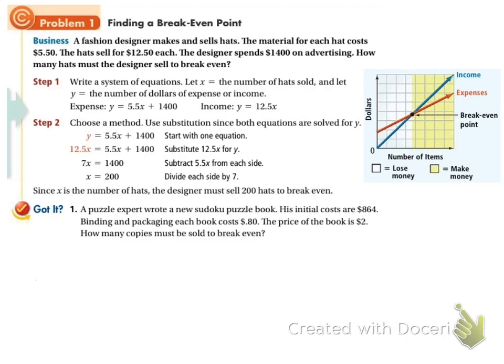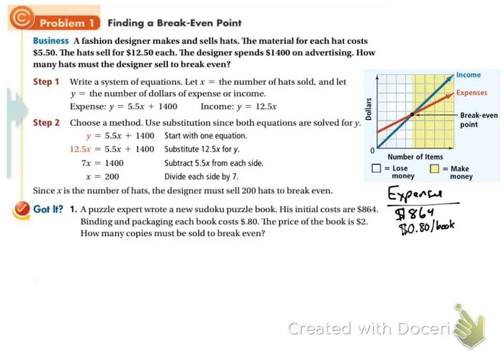A puzzle expert wrote a new Sudoku puzzle book. His initial costs are $864. Binding and packaging each cost 80 cents. Each book costs 80 cents. And the price of the book is $2. So, talking about expenses, we're looking at $864 and 80 cents per book.